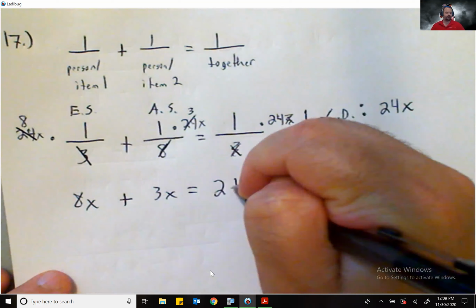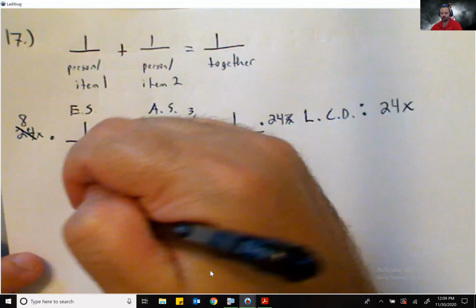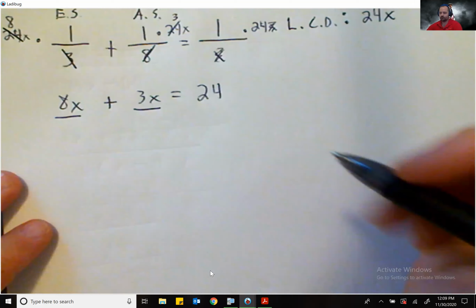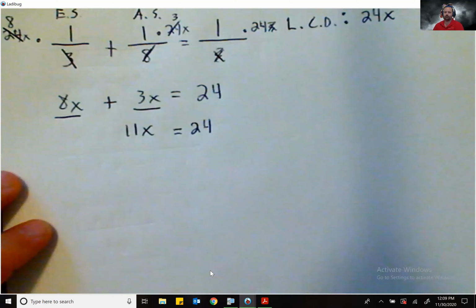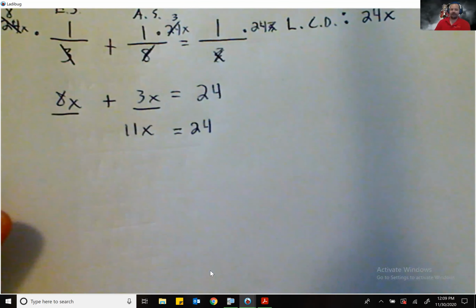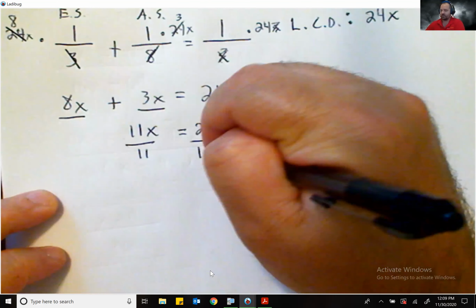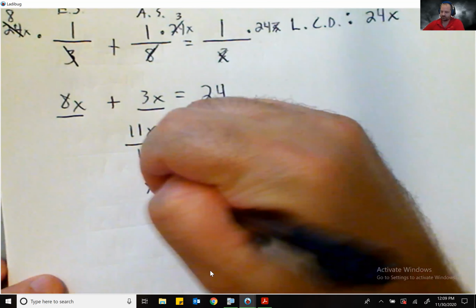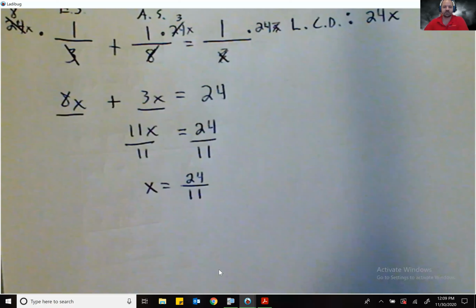And now all we got to do is solve. 8 plus 3x, what does that give us? 11x. And then now what do we do? Divide by 11. So that's going to tell us that x is equal to 24/11.